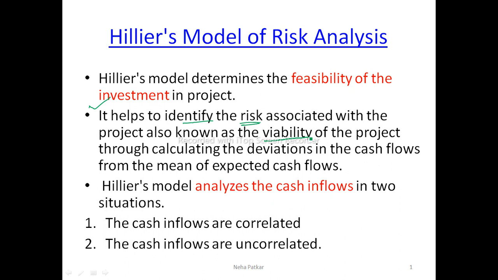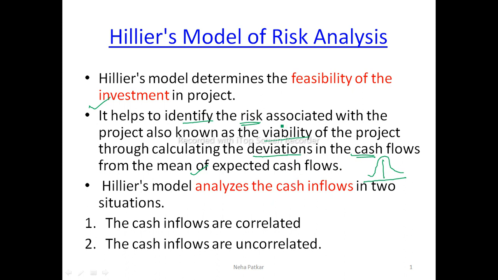And how it calculates the deviation in the cash flow from the mean of expected cash flow. As we know, this normal distribution curve, deviation around the cash flow, or we can say deviation around the mean is there, and this is a bell shaped curve. So it gave us this deviation also.